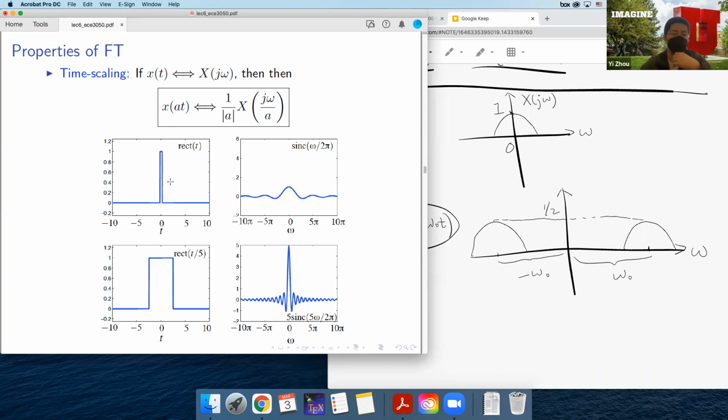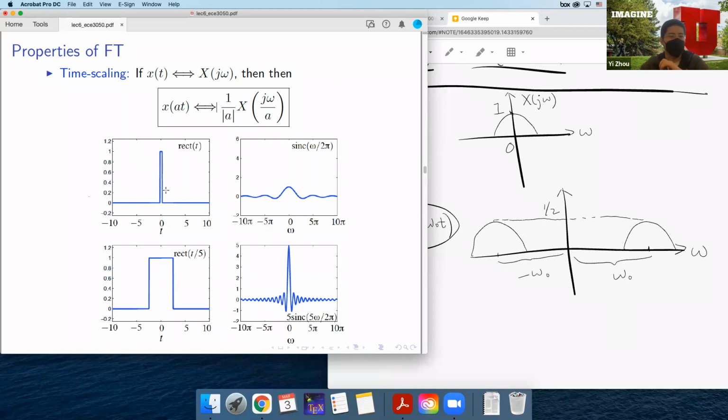The following pictures give a very intuitive illustration. So if we start with such a narrow rectangle signal, you do a Fourier transform, you can figure out that the spectrum looks like this. And you can see that the signal is very narrow in time, but in the frequency domain, the spectrum spreads over the entire frequency domain. So you have a lot of high frequency components.